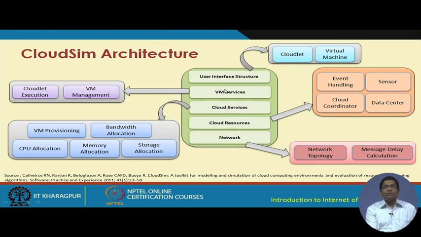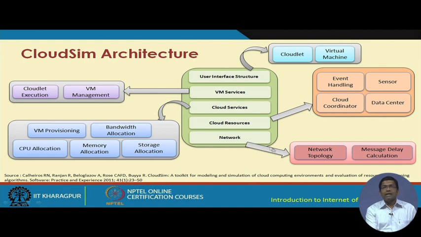Then we have the virtual machine services, constituting the execution of the cloudlet that is created and the virtual machine management. Then we have the cloud services, comprising virtual machine provisioning, bandwidth allocation, CPU allocation, memory allocation and storage allocation. Then we have the fourth one, the cloud resources component or layer, which includes event handling, sensor management, data center and the cloud coordinator.